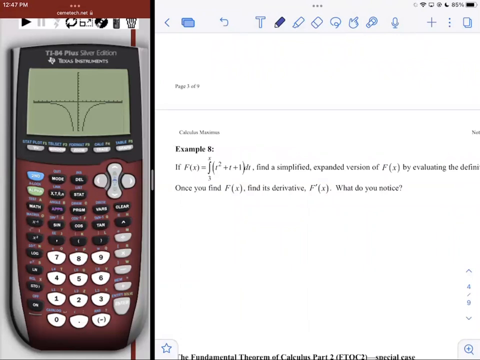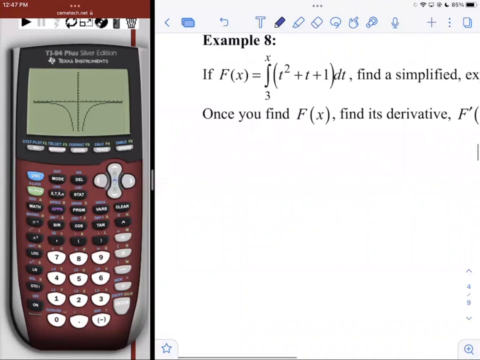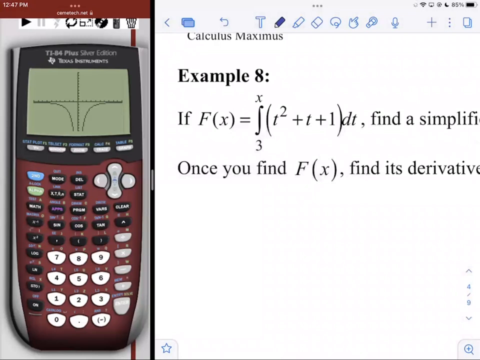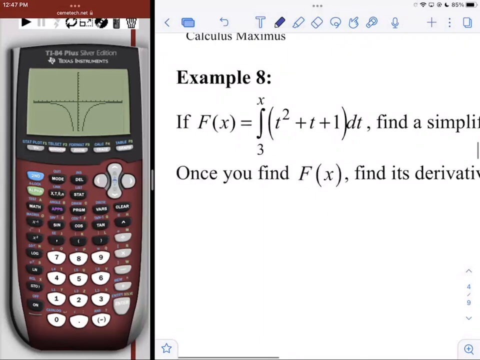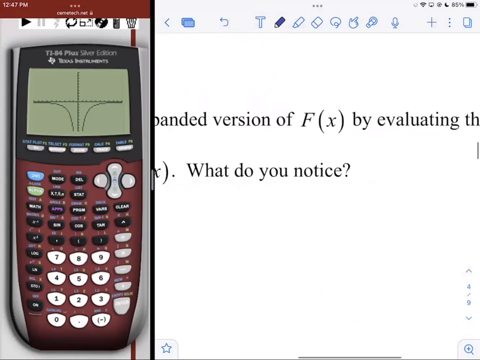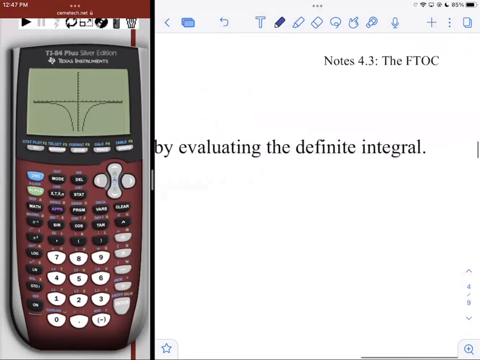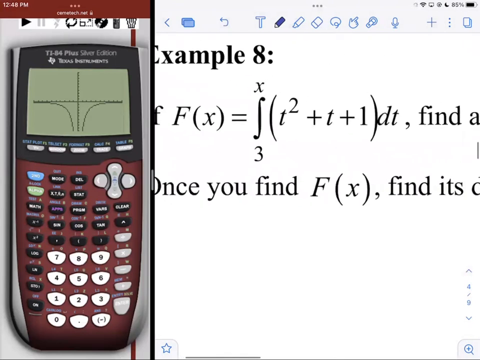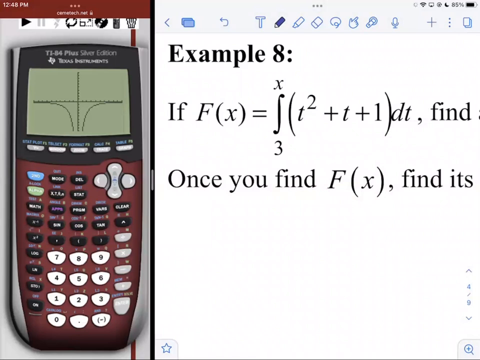Now, I feel like I want to skip example 8 and just get to it, but I think it's worth doing, right? Even in our time constraints. So let's do it. Let's let big F of x equal the integral from 3 to x of t squared plus t plus 1 with respect to t. We want to find a simplified expanded version of f of x by evaluating the definite integral. So in this case, I'm not evaluating f of x for specific values of x, like f of 1, f of 3, whatever. What I want to do is actually evaluate the integral.